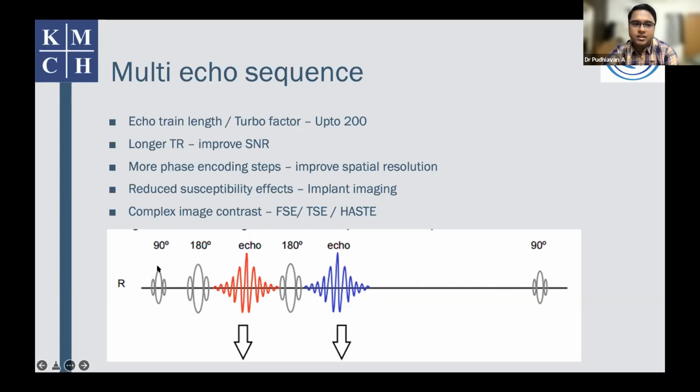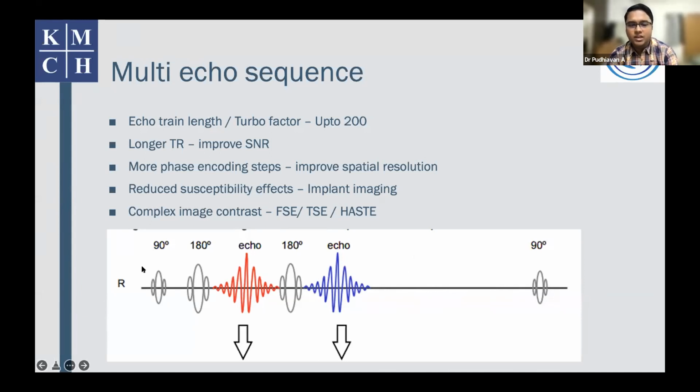So this is a 90-degree pulse. This is another 90-degree pulse. So this will be the TR of this sequence. Now for the first acquisition, this will be the TE time. For the second acquisition, this will still be the primary 90-degree pulse, so the TE time will be from here to here. And if we give another 180-degree pulse, then the TE time will be from here to that particular echo.